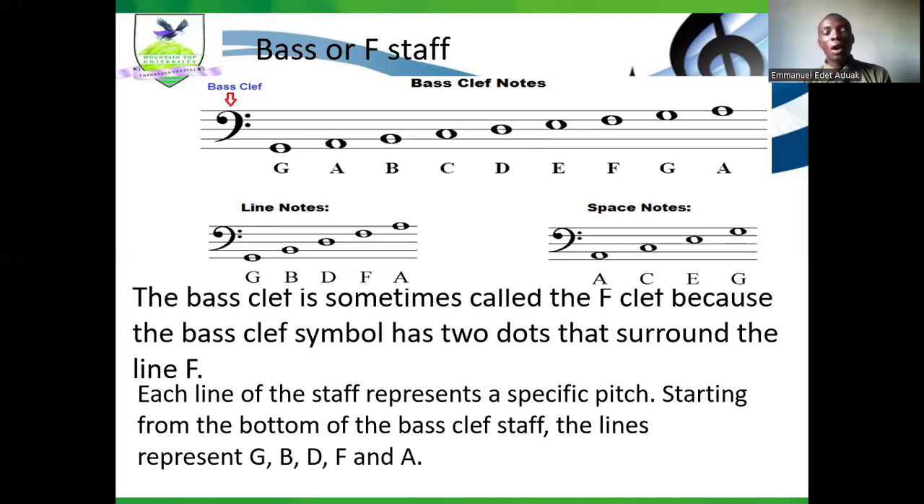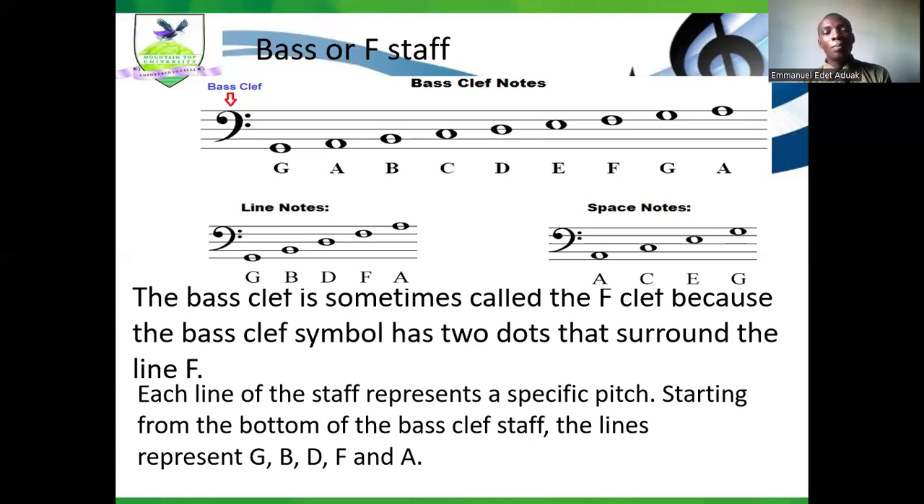Then for our spaces in bass staff, space 1 is A, space 2 is C, space 3 is E, and space 4 is G. The acronym we use for that is All Cows Eat Grass. When you remember that All Cows Eat Grass, you will recall.